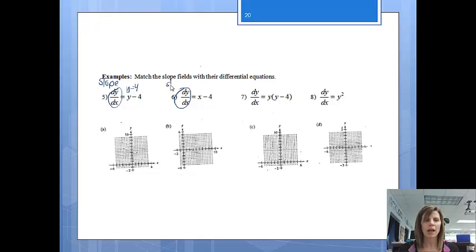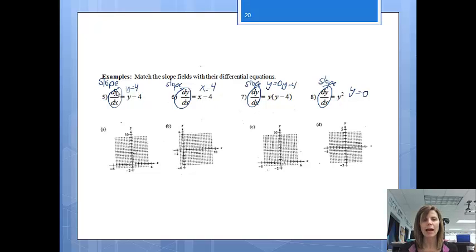Okay, and the next one, again, dy/dx are my slopes. Where would my slopes equal 0 on this one? That would be when x equals 4. On my next one, again, dy/dx is just a slope. I'd be looking for where my slopes equal 0, and there are two places this time, at y equals 0 and y equals 4. And then the last one, where the slopes equal 0, would just be when y equals 0.